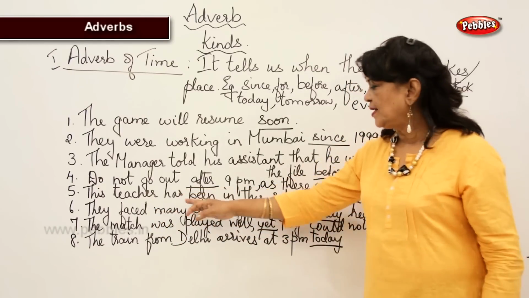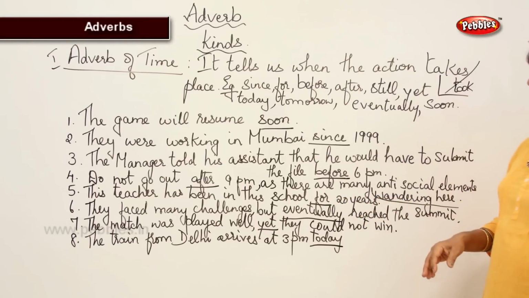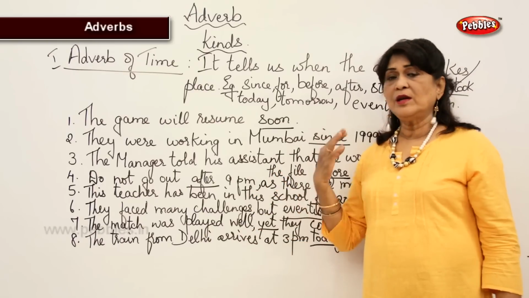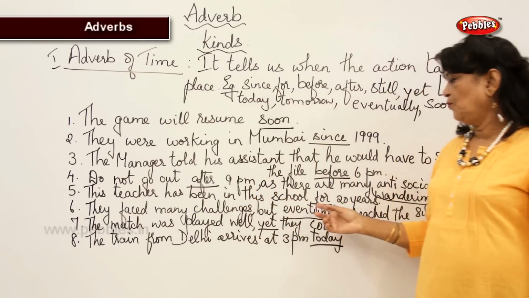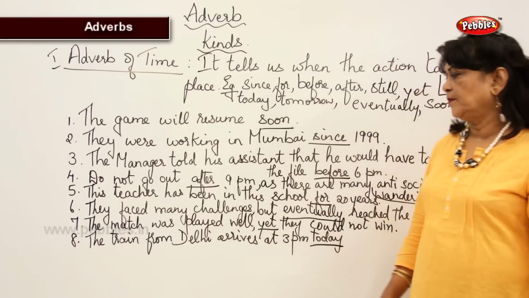The teacher has been in the school for 20 years. That is, how long has the teacher been there? For 20 years. So, for is the adverb and has been is the verb.